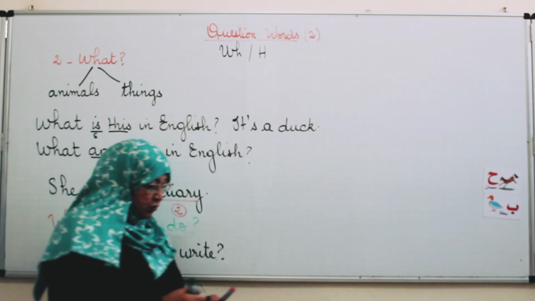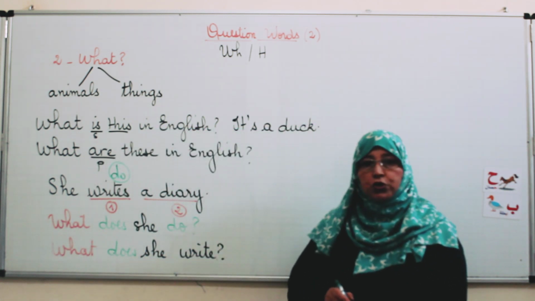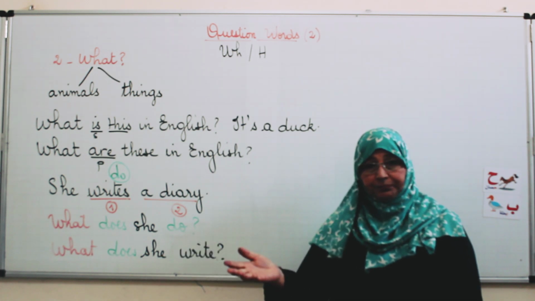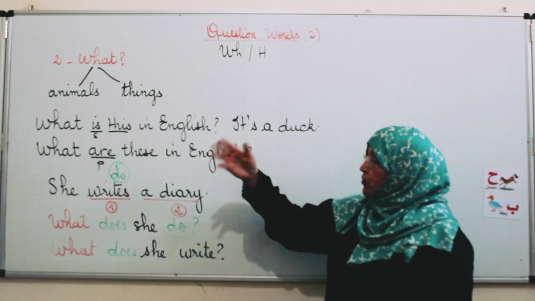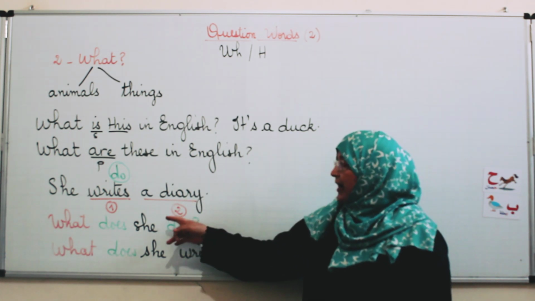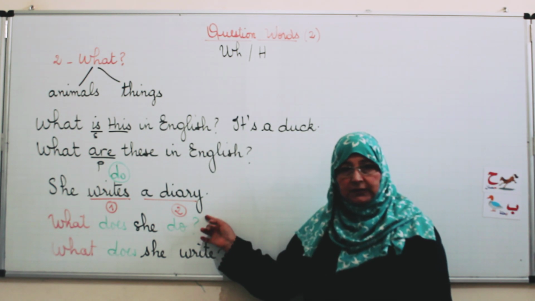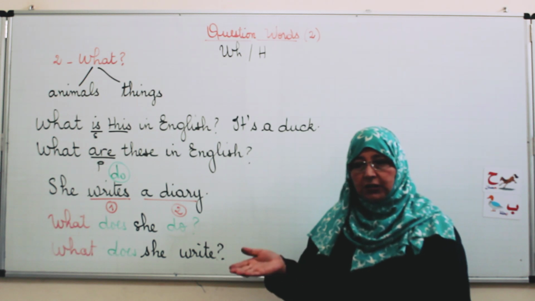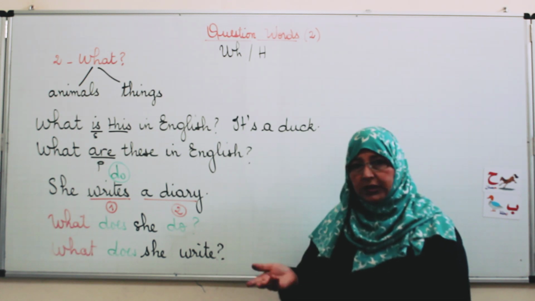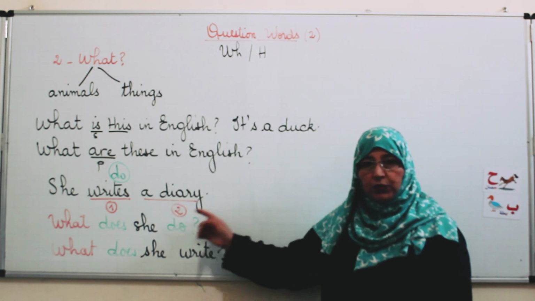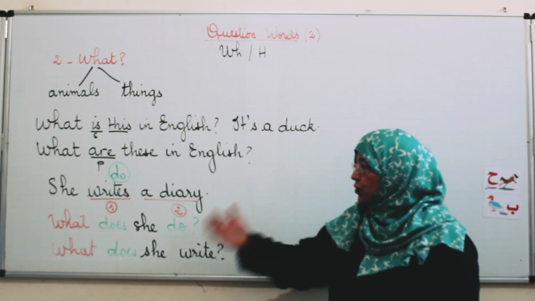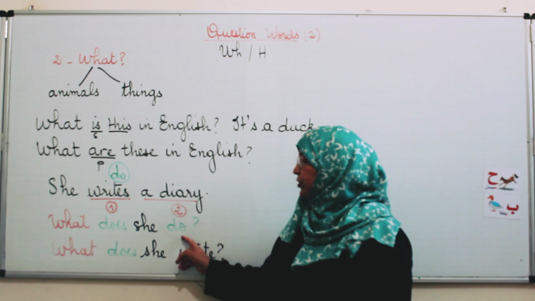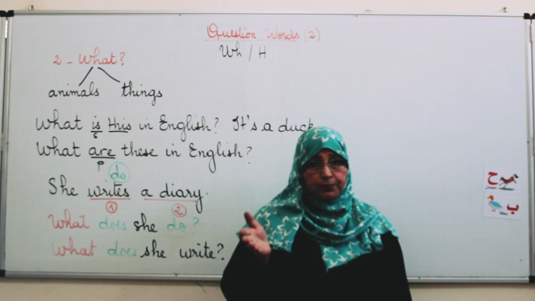When do you use what? When we introduce something. What is it? What is this? Okay, what's your name? And we use what also when we ask about an object. I'm eating an apple. What are you eating? Okay, I drink water. What do you drink? She writes a diary. What does she write? And we ask also with what when the action is a noun, and we replace it with do. What does she do? What do you do?